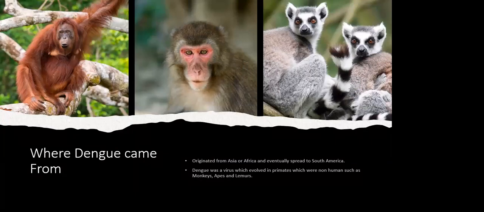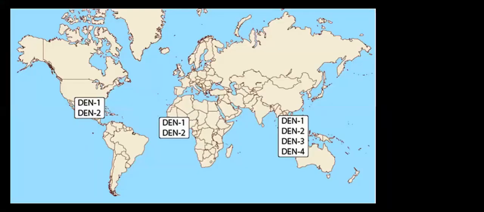Okay, so where did dengue come from? It came from Asia or Africa, and it eventually spread to South America, which is now its biggest, where it has the most infections. And it was a virus which evolved from non-human primates, like monkeys, apes, and lemurs. So on the far right, you have lemurs, and on the far left, you have apes. As you can see, all four strains of the dengue virus were found in Asia originally, and 2 strains were found in South America and Africa.